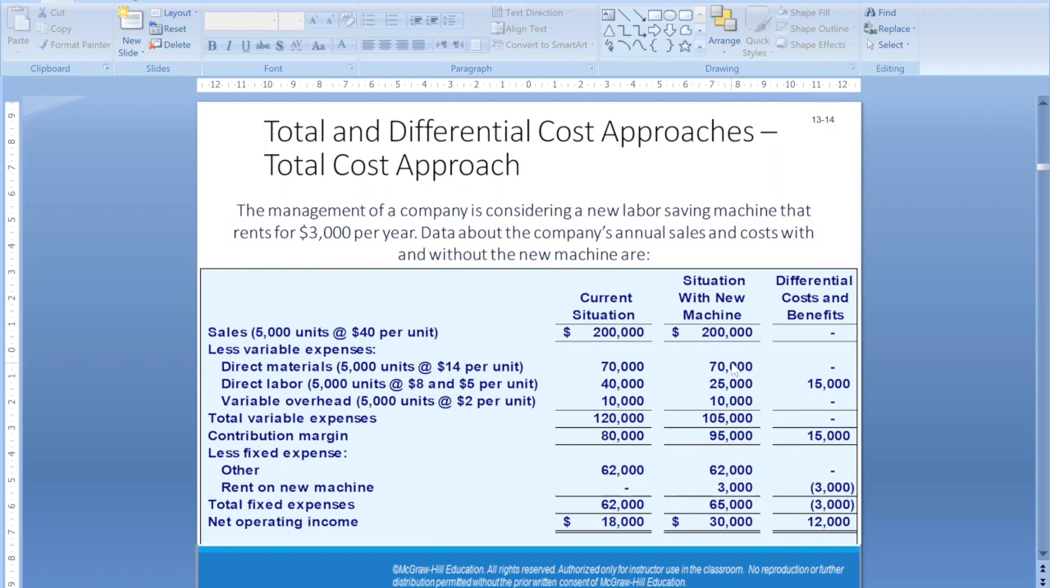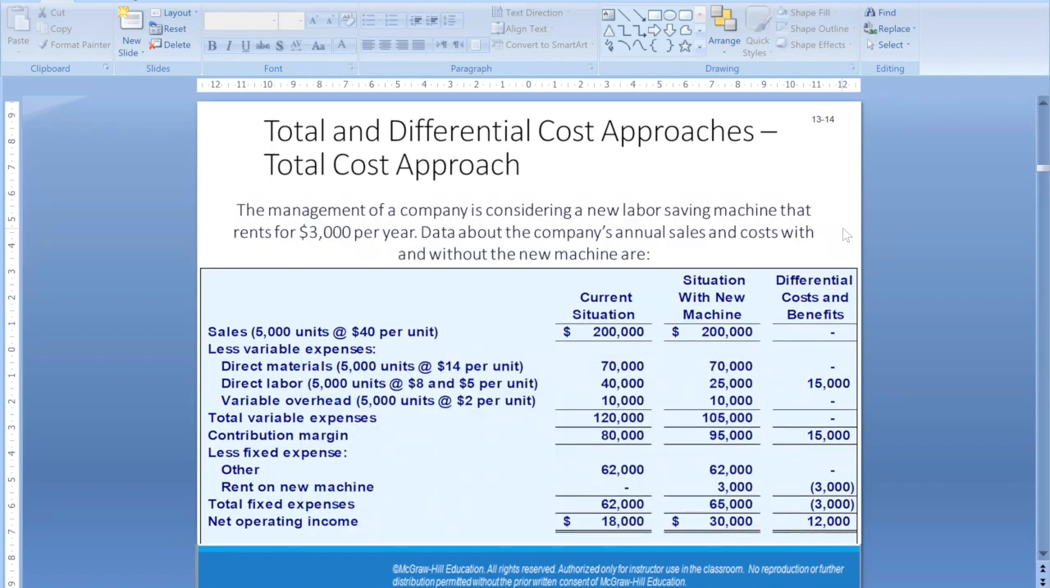Net operating income for the current situation will be $18,000, which is the contribution margin of $80,000 minus $62,000. If we include the new machine, then the new operating income will be 95 minus 65, so we will have a net operating income of $30,000. The last column means we will have an additional $12,000 in net operating income if we include the new machine. And this is called the differential cost approach.